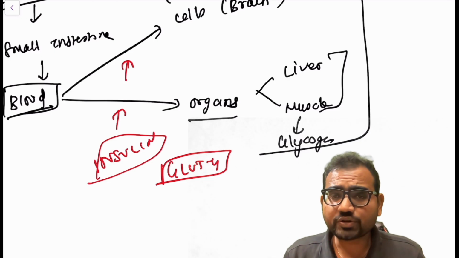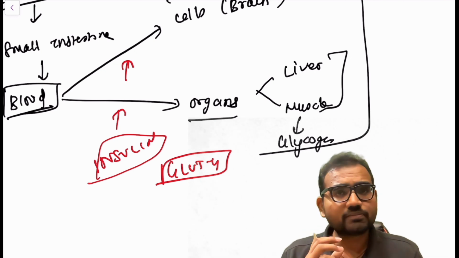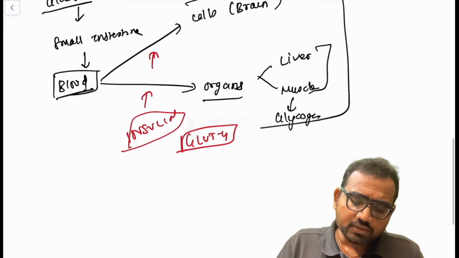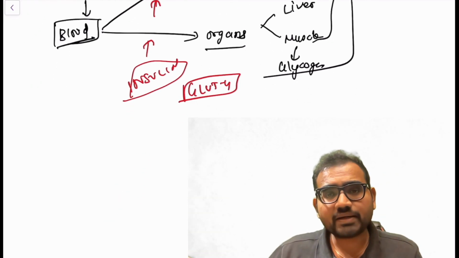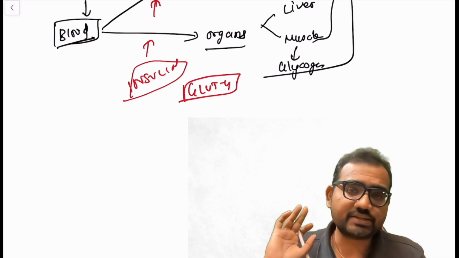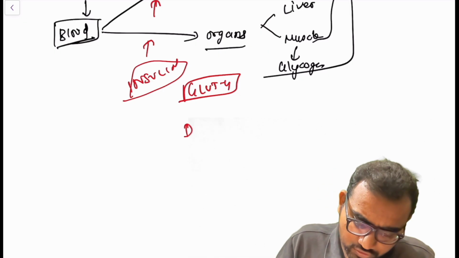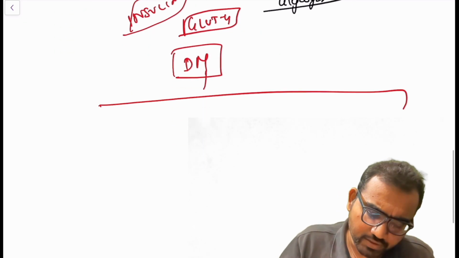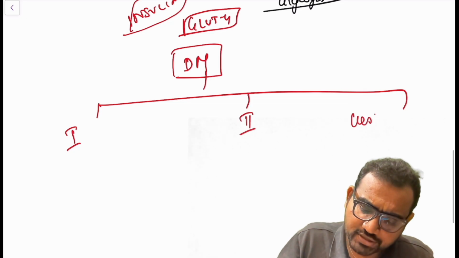And also you should remember that not only the insulin function, but also the cells should be ready to take up the glucose from the bloodstream, right? Now, as I told you, increased glucose in the blood is called hyperglycemia. That is what we call diabetes mellitus. Diabetes mellitus can be of three types: type 1, type 2, and gestational diabetes.